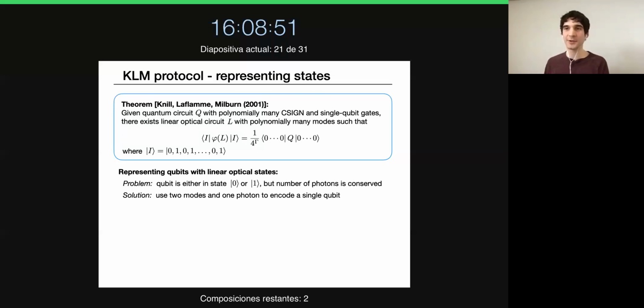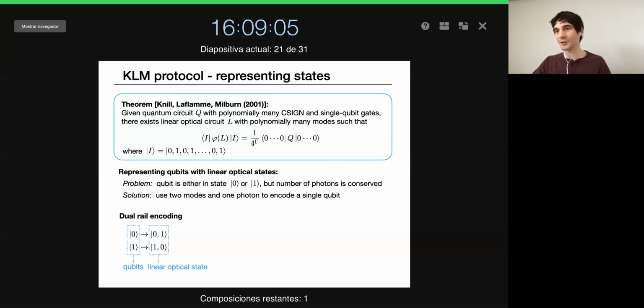And the solution here is a pretty generic one that you've probably seen before, which is to use 2 modes and 1 photon to encode a single qubit. This is known as the dual rail encoding. So what I've drawn here on the left are the qubits, and on the right are the encoded states in linear optics, right? So the qubit 0 is represented by the state that has exactly 1 photon in the second mode, and the qubit 1 corresponds to the state that has 1 photon in the first mode but no photons in the second mode, right? So you can see here where a NOT gate applied to the qubits corresponds to a swap gate in the linear optical network.